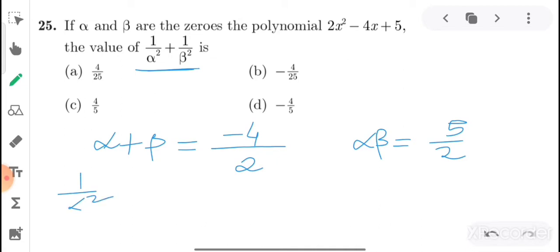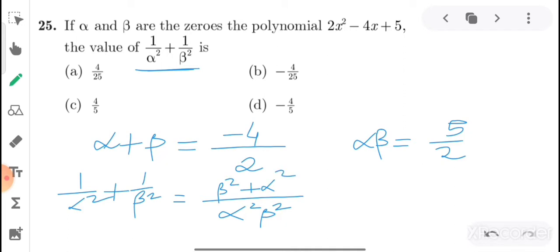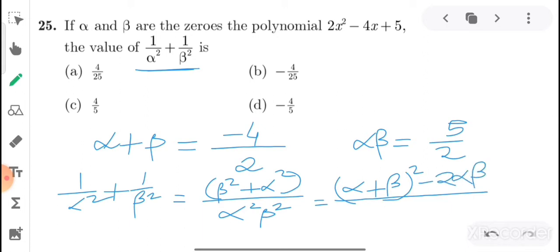Just we have to use these two values to calculate 1 by alpha square plus 1 by beta square. If we add them, then alpha square, beta square, and beta square plus alpha square in the numerator. And if we put the numerator in the a square plus b square formula, that will give alpha plus beta whole square minus 2 alpha beta by alpha beta whole square. Now we have to put the value of alpha plus beta and alpha beta in this place.